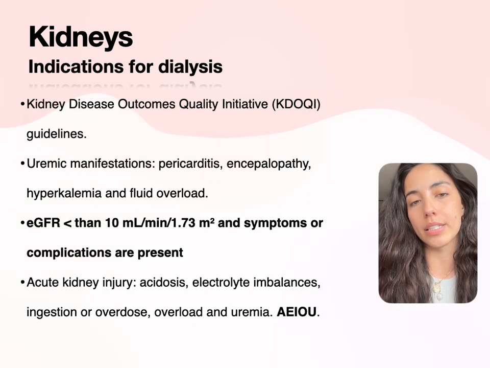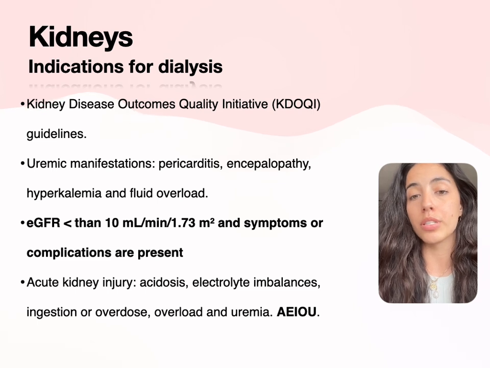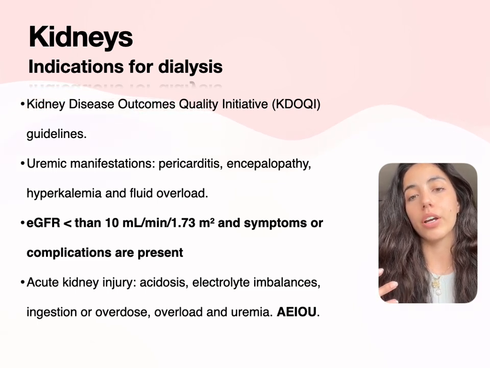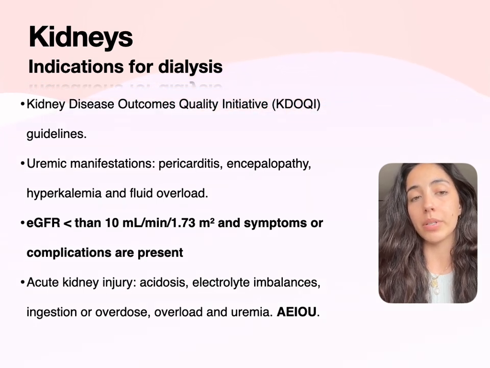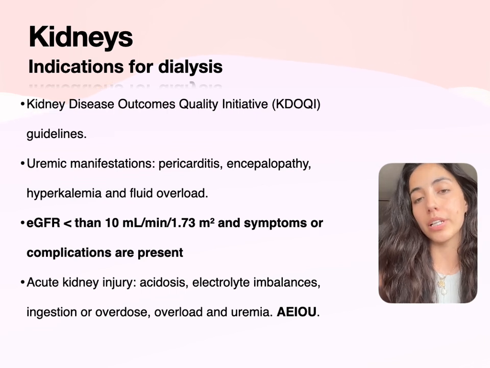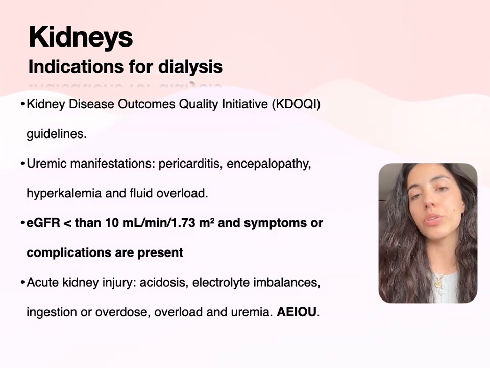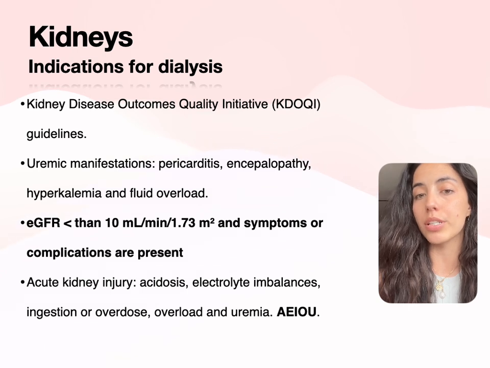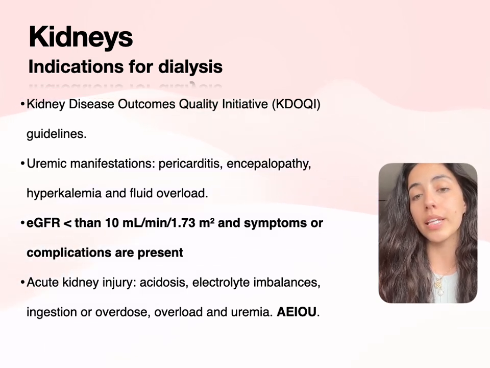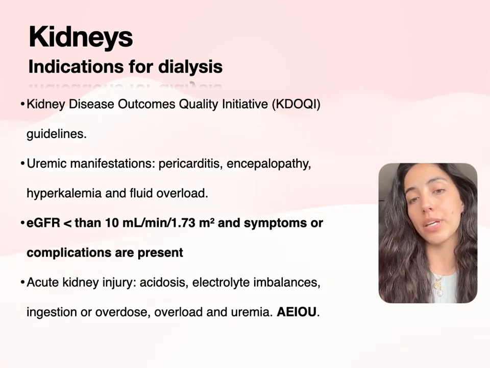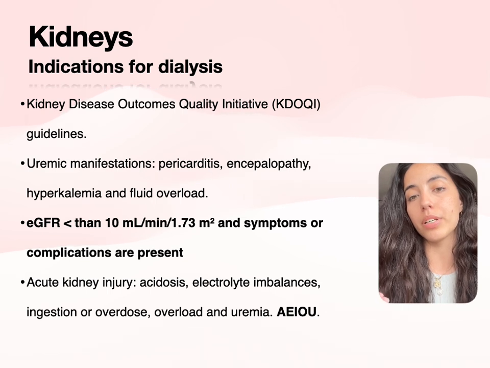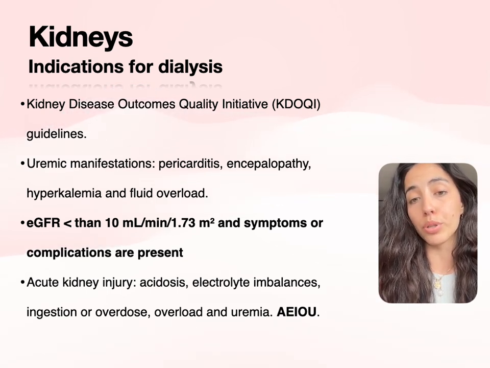And over here in the slide, we can see some of the most common prescriptions for dialysis, which are gathered within the Kidney Disease Outcome Quality Initiative guidelines. They usually include either symptomatic manifestations of high uremia, such as pericarditis, encephalopathy, hyperkalemia, and fluid overload. However, they can also be gauged with the measurement of GFR, which is the glomerular filtration rate. Any rate that is less than 10 milliliters per minute suggests that patients should receive dialysis to be able to cleanse the blood appropriately.